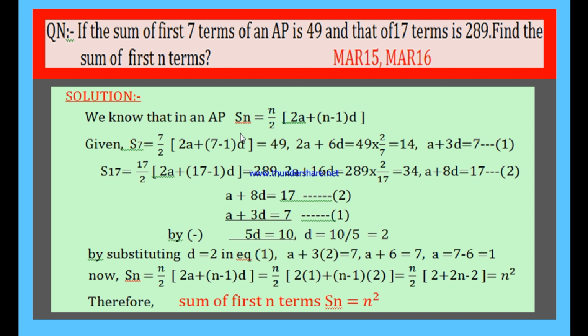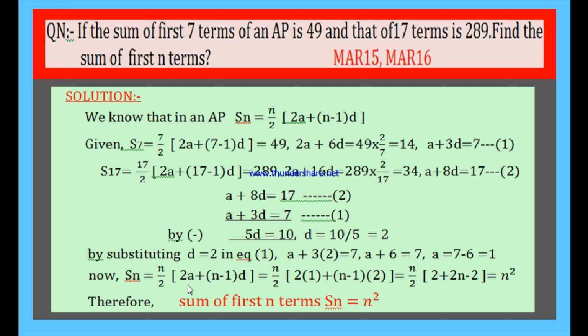Now the sum of first n terms is n by 2 into 2a plus n minus 1 into d. Sn is n by 2 into 2a plus n minus 1 into d. Now we have to find the sum to n terms, therefore there is no value for n. We have to write n as it is. But you can substitute a is equal to 1, and you also can substitute d is equal to 2.